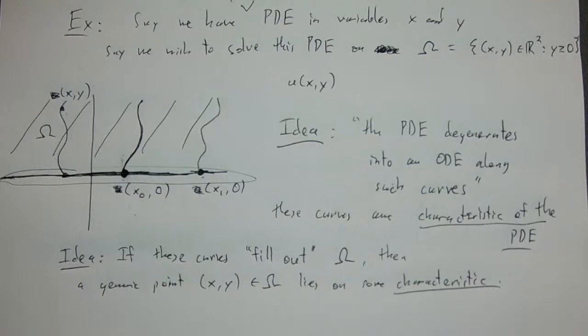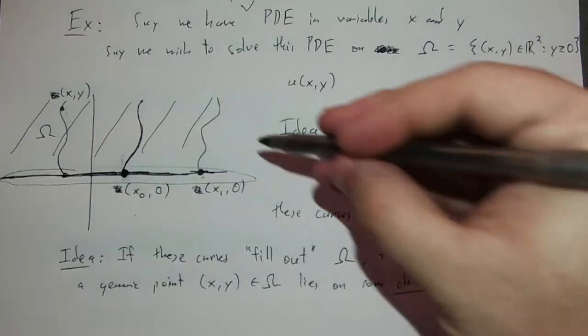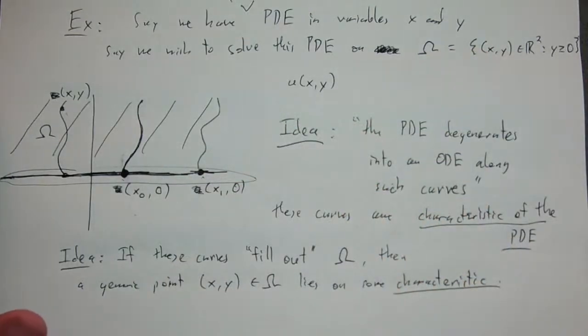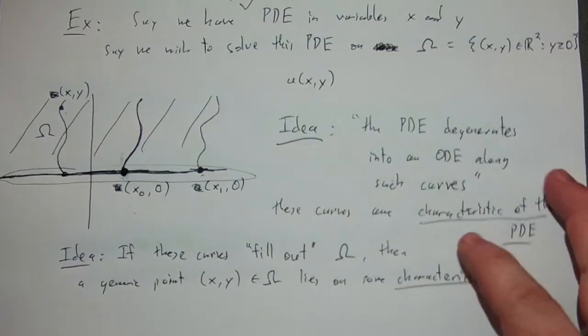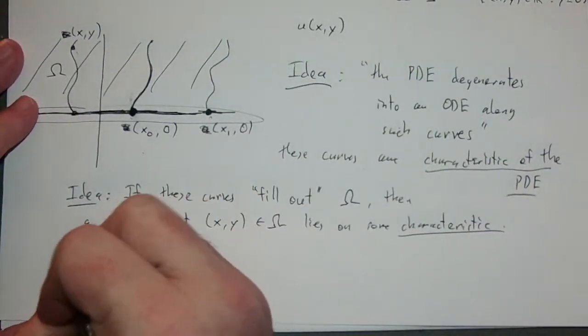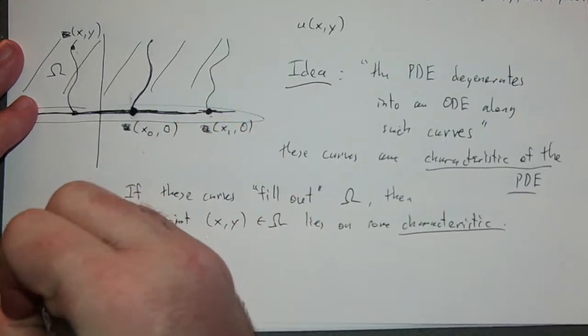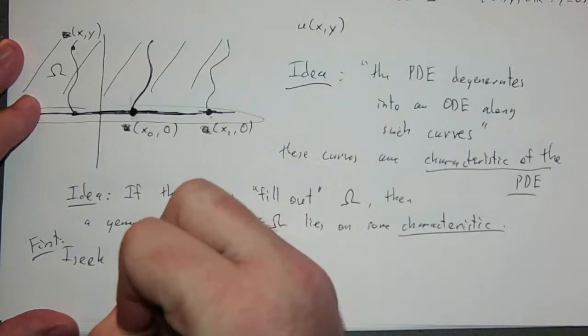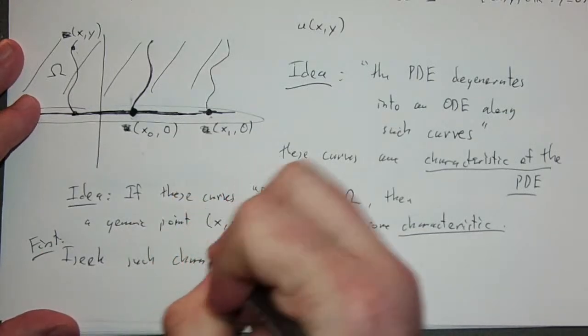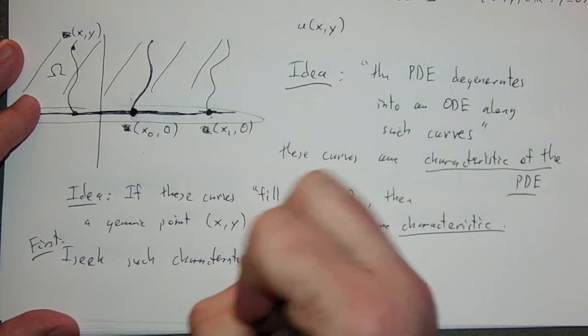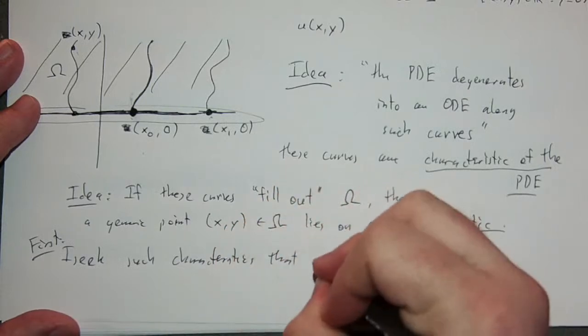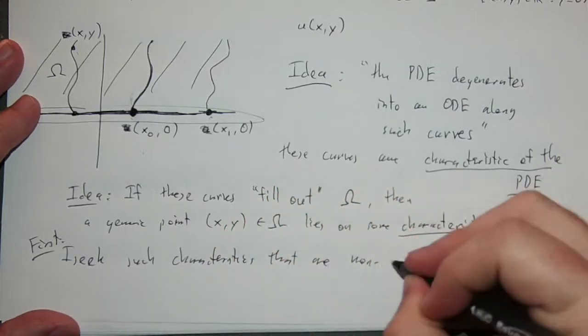I want to be able to find all the characteristic curves. I want my characteristics to be non-intersecting. We'll talk a little bit more about that in a while. So first, I seek such characteristics that are non-intersecting.